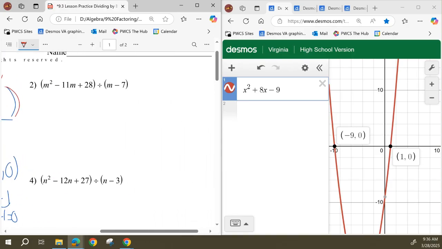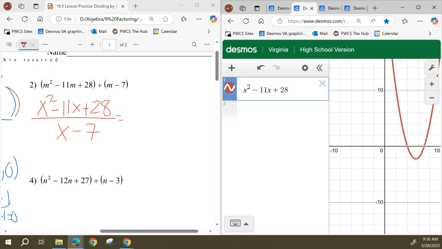And so anytime, remember, we don't have x as our letter, we are going to change our letter to x. And then we're going to factor the top of our fraction. So that x squared minus 11x plus 28. Put that in the Desmos, find the x-intercepts.